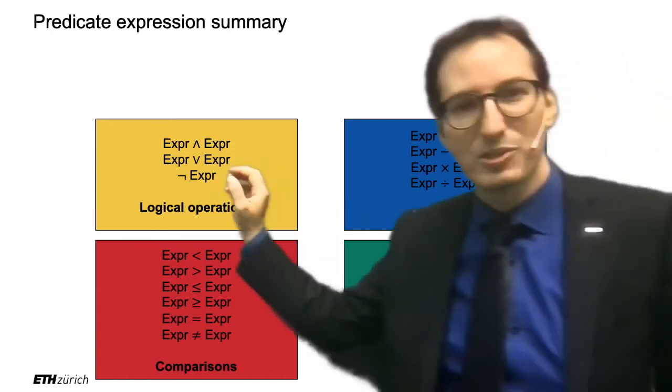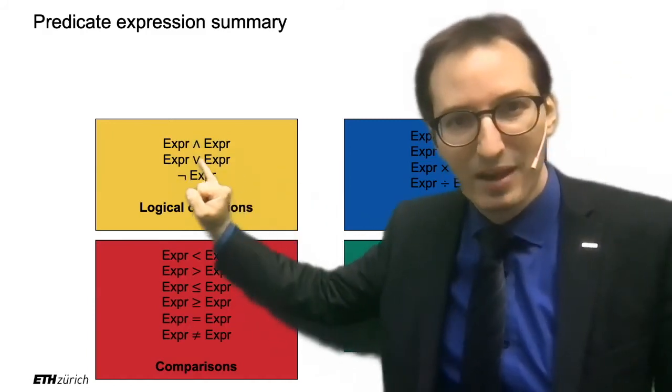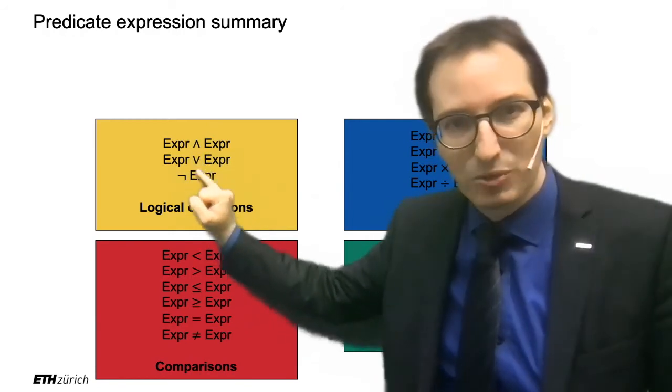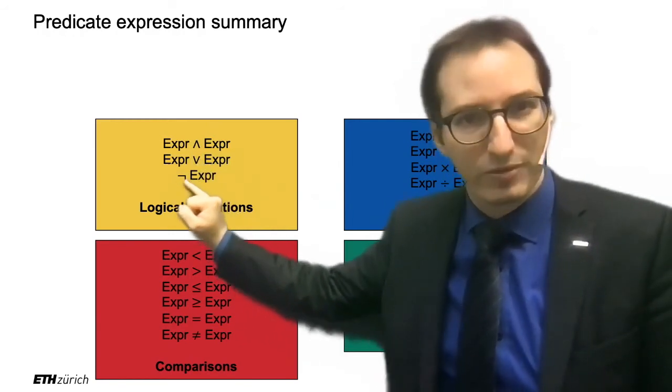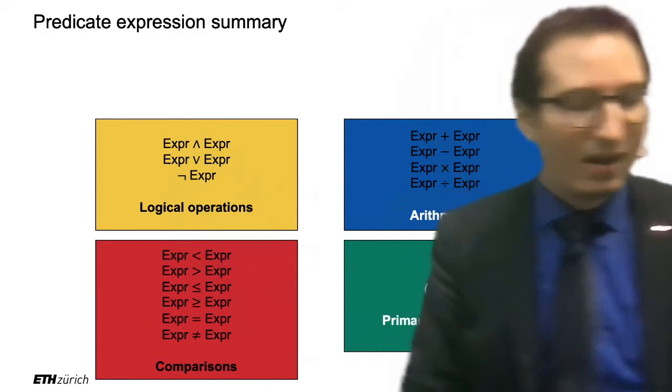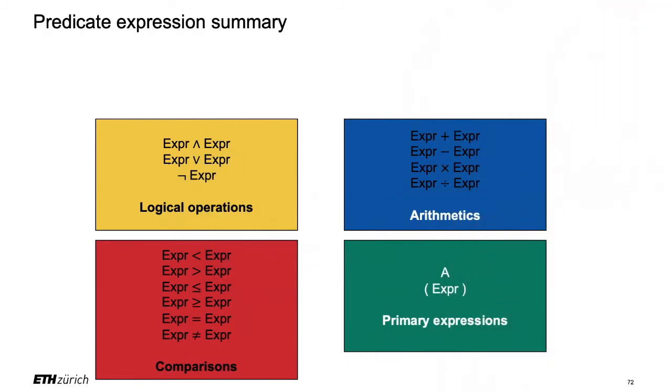Exactly. This is called a conjunction. This is an and. This is called a disjunction. This is an or, and this is called a not, to negate. Intuitively, it's really what you have in your everyday life. You can make sentences with or: it's raining and I have an umbrella, or it's raining or I have an umbrella, and so on. And you can also say it's not true that it is raining, and so on.